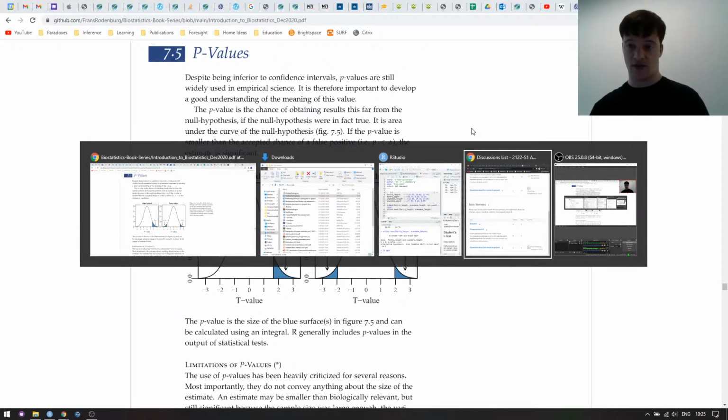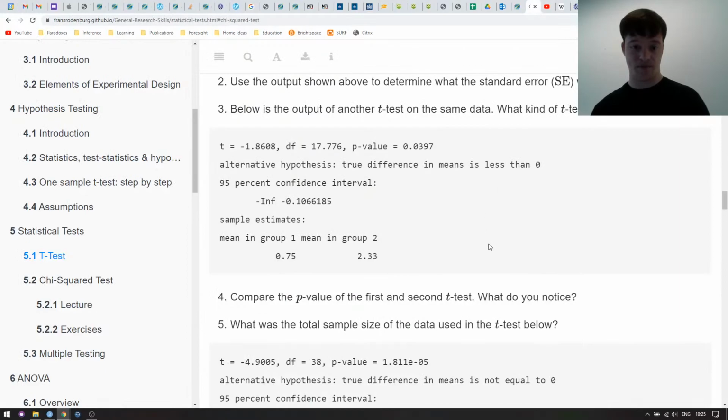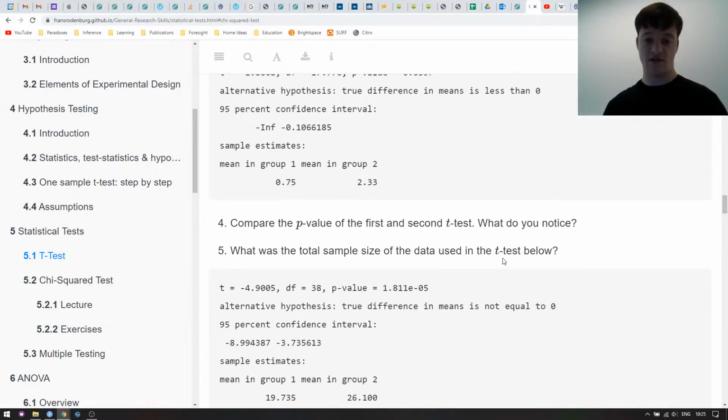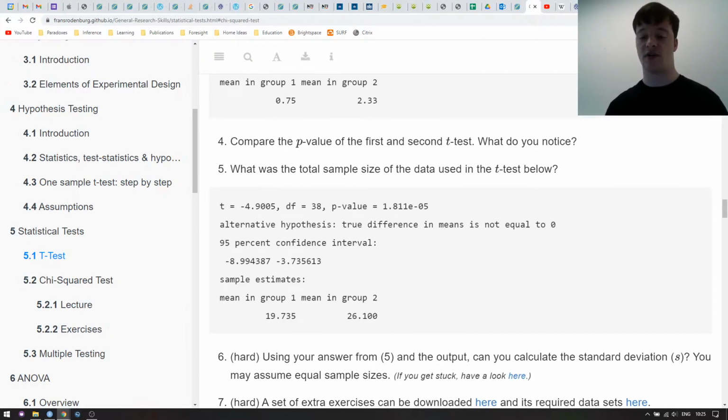Okay, then we can continue. Oh, still this one. To number 5, which is the last one that I think you should understand to pass the course. What was the total sample size of the data used in the t-test below? Anyone know? Yeah, and why?